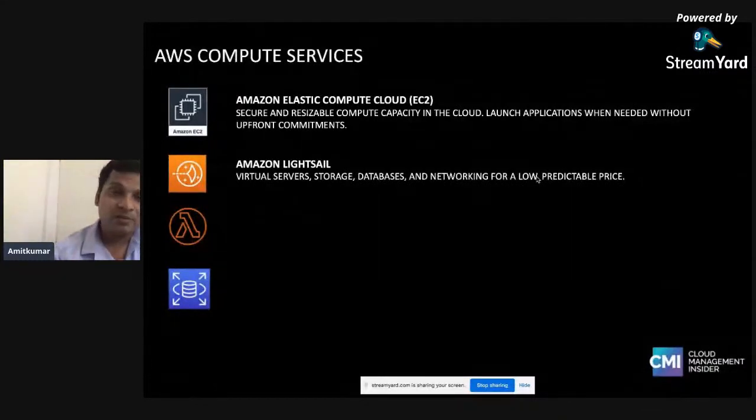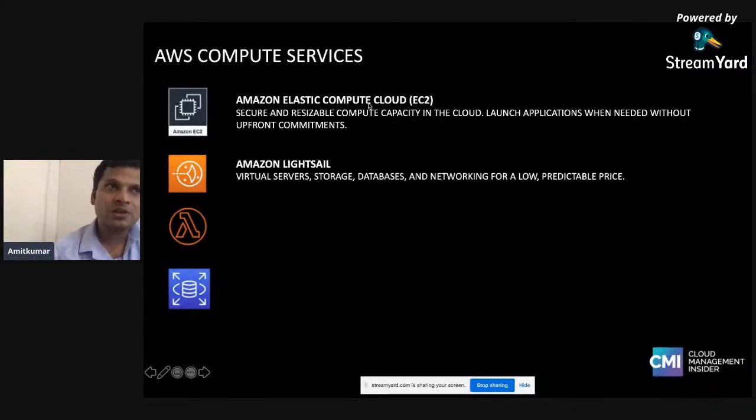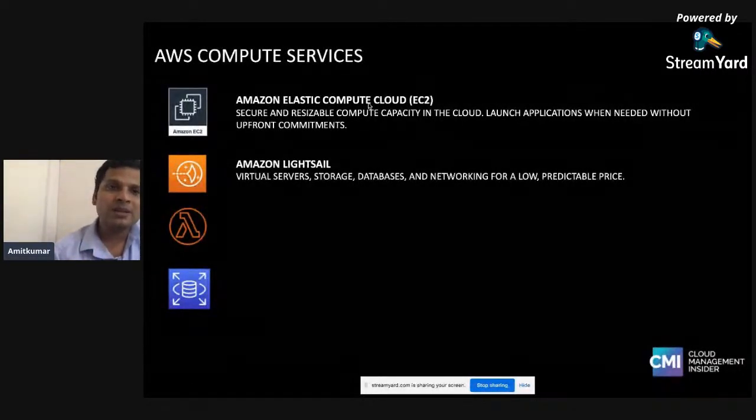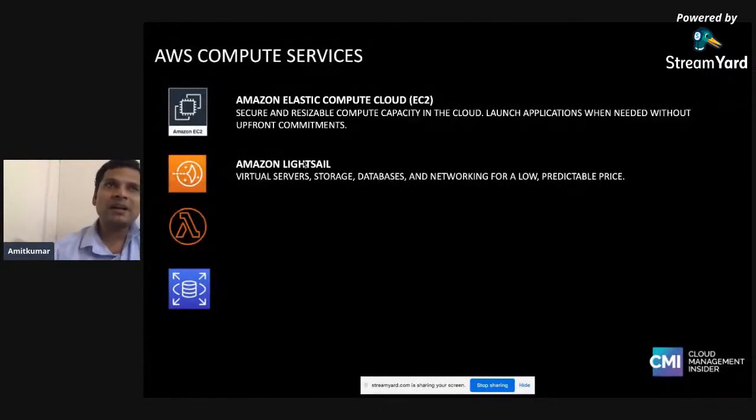Again, this is a platform service. As I said, a server is infrastructure as a service, wherein you get an infrastructure, you manage it and own it. This is platform as a service, wherein the infrastructure and availability management is taken care of by AWS, and you only use it as a service. Okay, so we will see that in a demo.